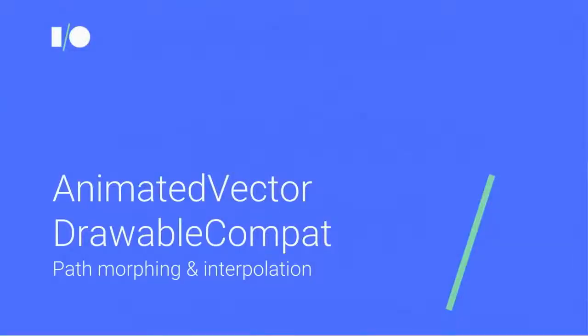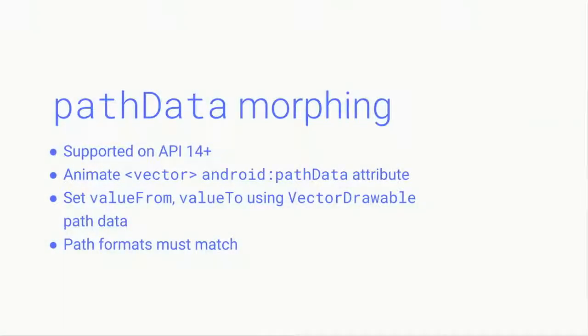Right. Speaking of vectors and parity, we're adding parity for the ability to morph between different paths and interpolate along a path for animated vector drawable compat. So again, these are some new features on the platform that we're backporting to API 14. You'll be using the same XML on API 24, API 26 that you would on API 14. And here, for path data morphing, we're going to be able to take an initial path spec, so the long string of numbers and letters and commas that you may see if you actually dive down into your vector drawable paths. One caveat here is the path formats must match. And this is something that can be handled by tools.